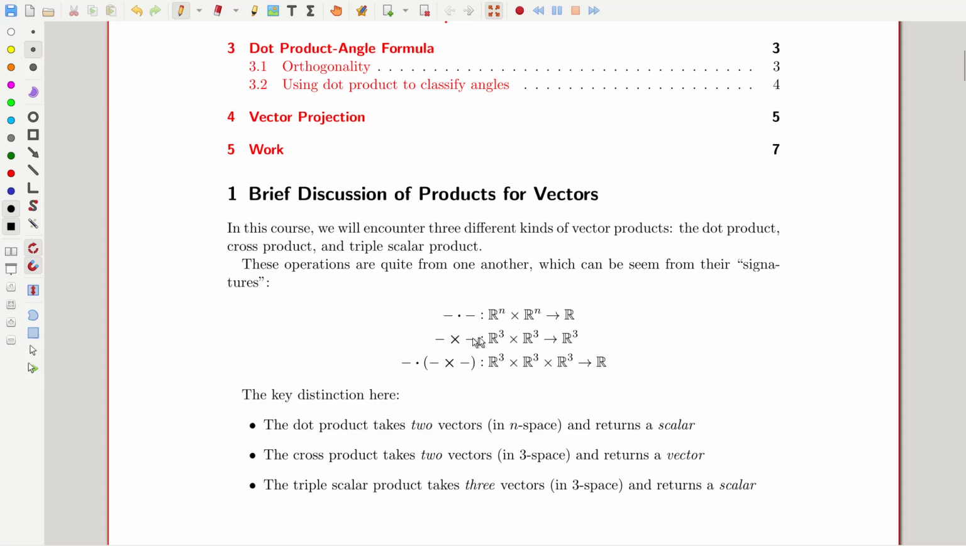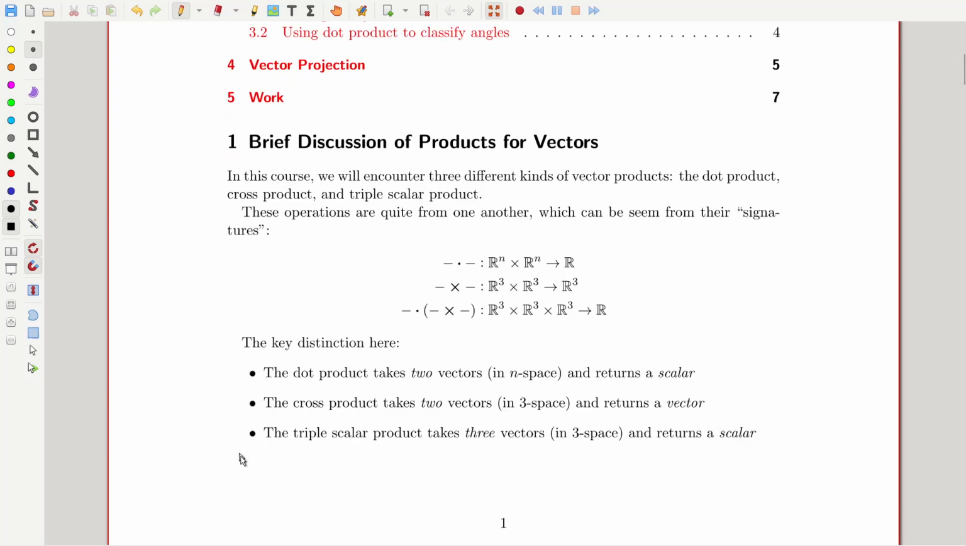The cross product takes in two vectors, and specifically these vectors should live in three-dimensional space, and it outputs a vector that is also in three-dimensional space. The triple scalar product is a combination of these two things that takes three vectors, and because the first thing that you do in the triple scalar product is that you take the cross product, it kind of enforces that all of these vectors need to live in three space. And it returns, well, a scalar, a number.